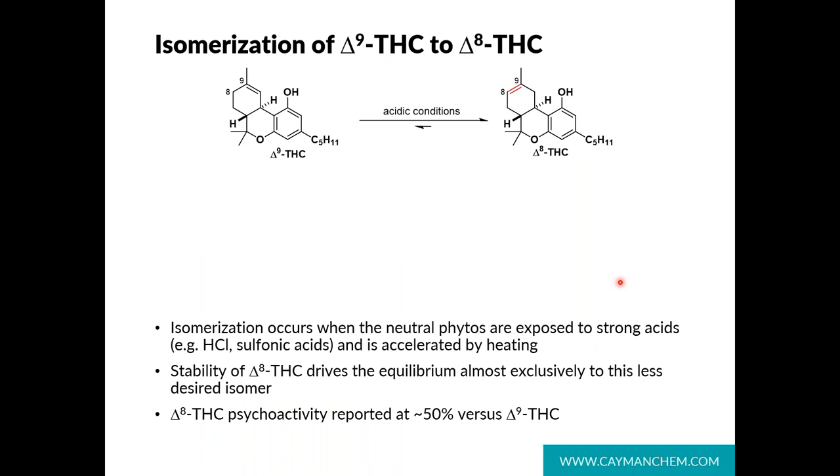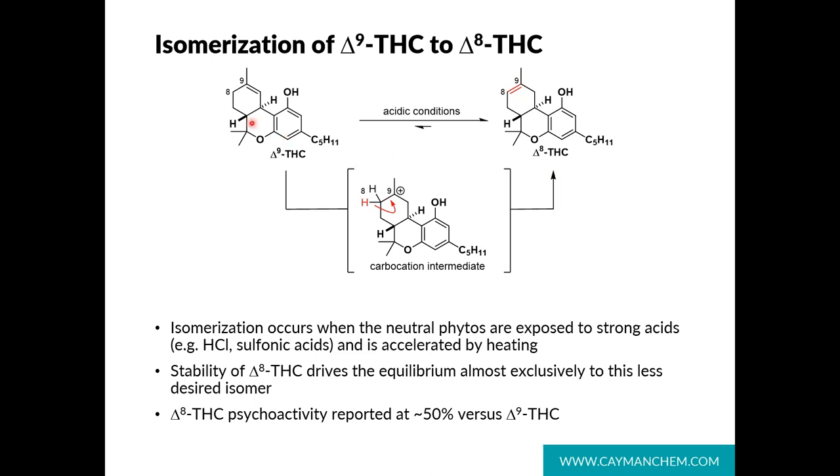The first isomerization byproduct I'm going to discuss is likely the most well-known. It's delta-8 THC. The isolation of delta-9 THC is complicated by the instability of the delta-9 isomer relative to delta-8. In the presence of acidic conditions, the delta-9 torsional ring strain is relieved through protonation, followed by elimination of the C8 hydrogen. This isomerization can be accelerated by heating, and it's even known to occur over time as the inflorescences or the extracts are stored.